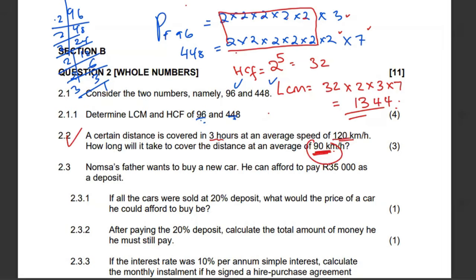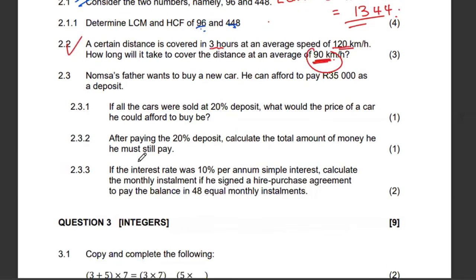All right. Then 2.3, Norm's father wants to buy a new car. He can afford to pay a 35,000 deposit. If all cars were sold at a 20% deposit, what would be the price of the car that he can afford? So if this is a deposit, it's like 20 over 100 multiplied by a certain amount should give us 35,000. For us to get this x, it's going to be the 35,000 multiplied by 100 and then divided by 20.